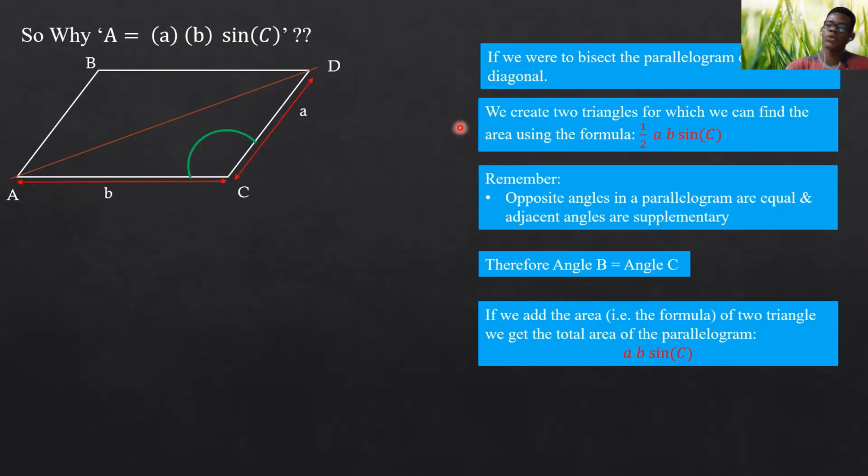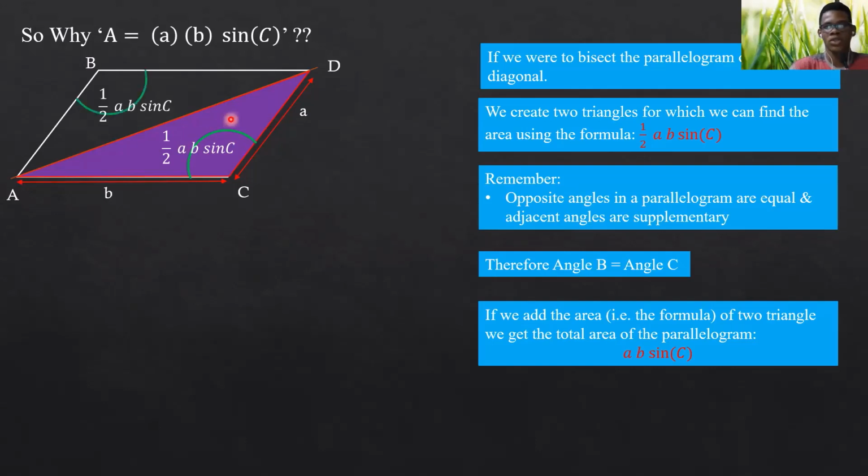Well, not the same without the half. So this is half. If you wanted to find the area of this triangle, you would go half AB sine C. If you wanted to find the area of this other triangle over here, you'd go half AB sine C, right? The same formula. Now, the labels A and B refer to any two sides, right? I'm using AB twice.